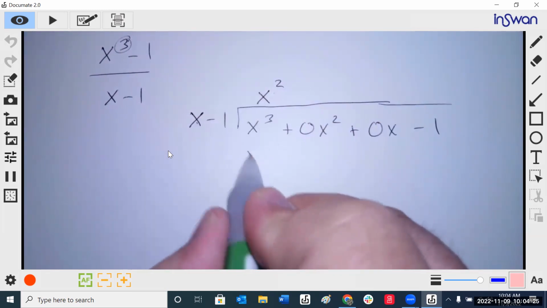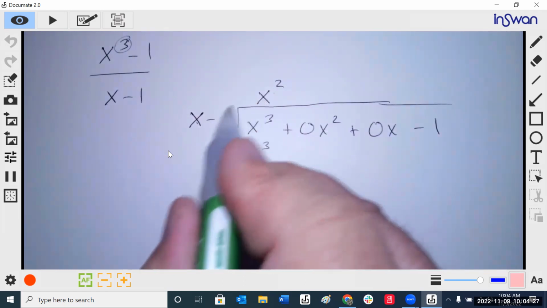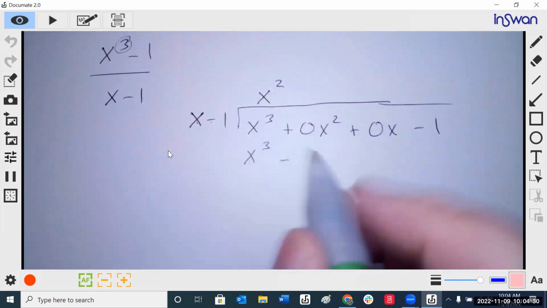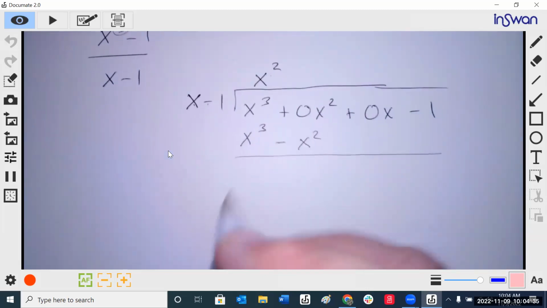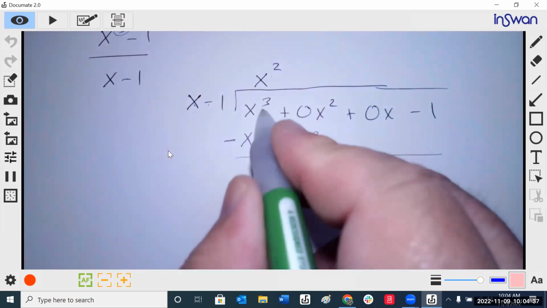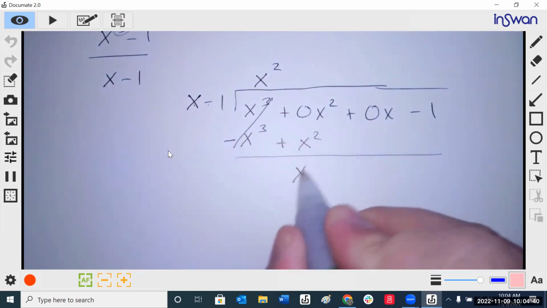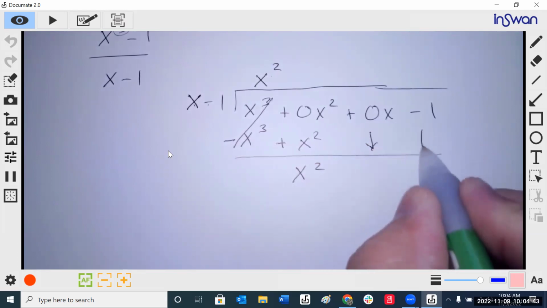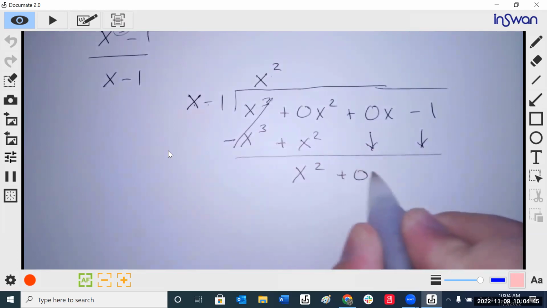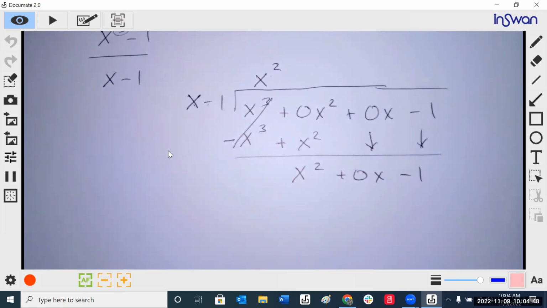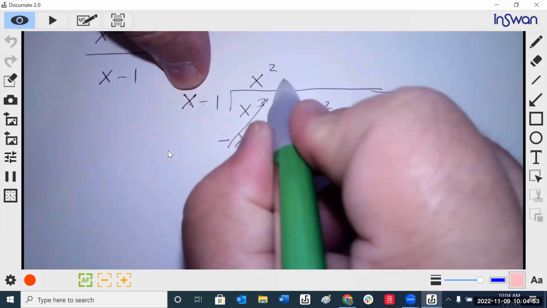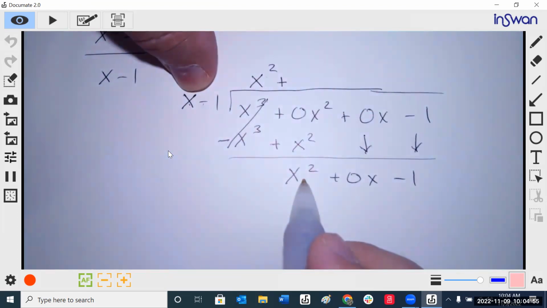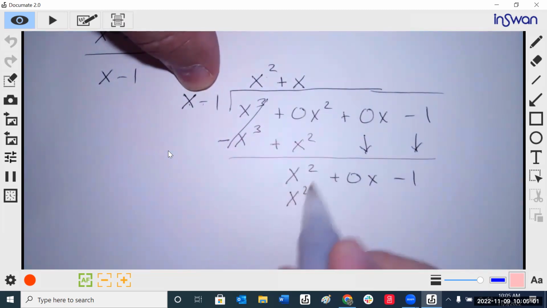X squared times x is x cubed. Positive times negative is negative. X squared times 1 is x squared. Change the signs and add. Bring down everything else. We have x. It's positive and positive makes it positive. X times what gives me x? Only one more x. X times x is x squared.